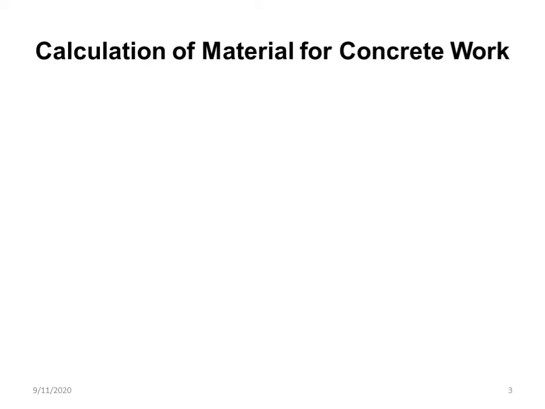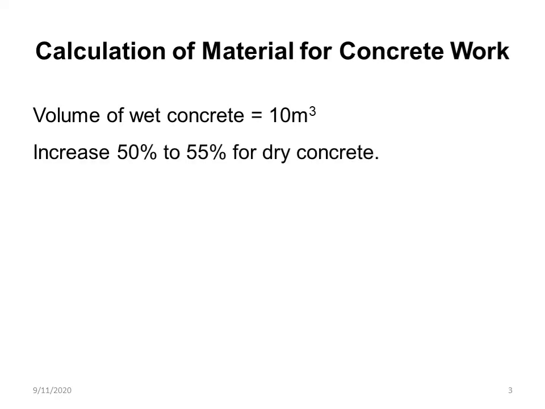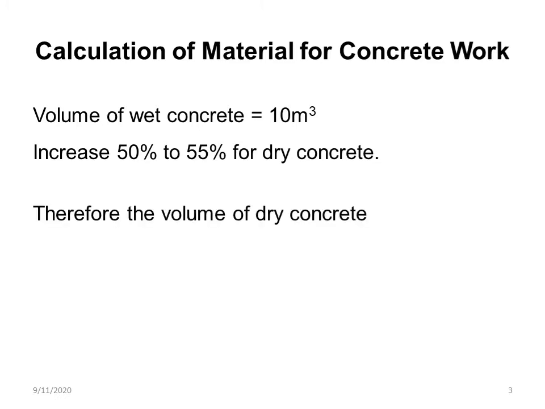So, next is calculation of materials for concrete work. Assume volume of wet concrete is equal to 10 m3. Increase 50 to 55% for dry concrete. After making some studies, they concluded that 50 to 55% of dry concrete is required, means more than 10 m3 is required for 10 m3 wet concrete.